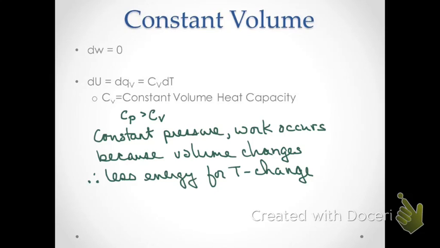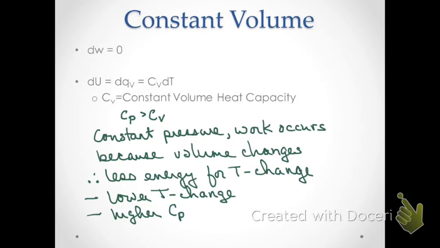In the case of a constant volume process, all the energy that goes into the system will go toward the temperature change. So because in a constant pressure process less energy goes into the temperature change, the temperature change will be less than would be the case for a constant volume process. And if the temperature change is less, the heat capacity is higher. So again, the heat capacity for a constant pressure process is greater than that for a constant volume process. This is most significant for gases.